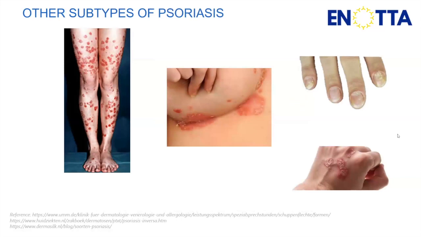So as I said, there are other subtypes of psoriasis. At the left, we see the guttate psoriasis that's triggered by a streptococcal infection. Then we have the flexural psoriasis under the breasts and in the genital region and under the axillary regions, and also the nail psoriasis. And nail psoriasis is an important clinical feature, because patients with nail psoriasis have a higher risk of developing psoriatic arthritis.